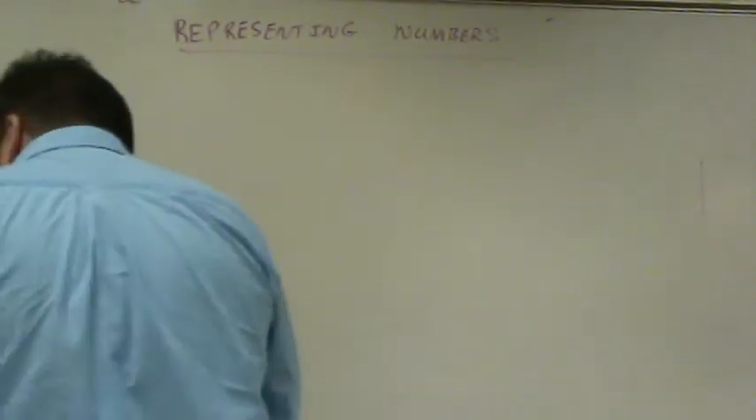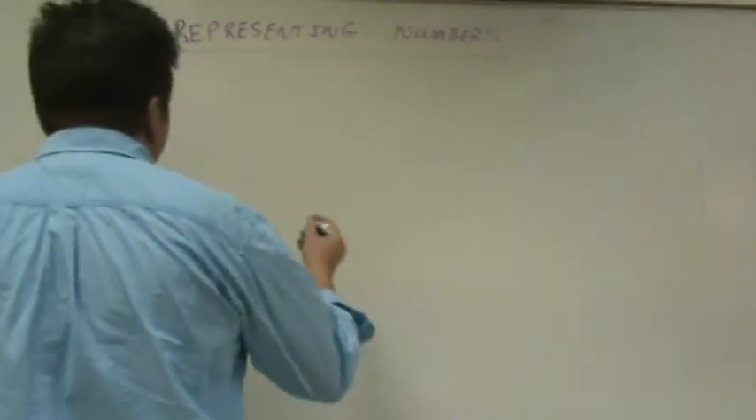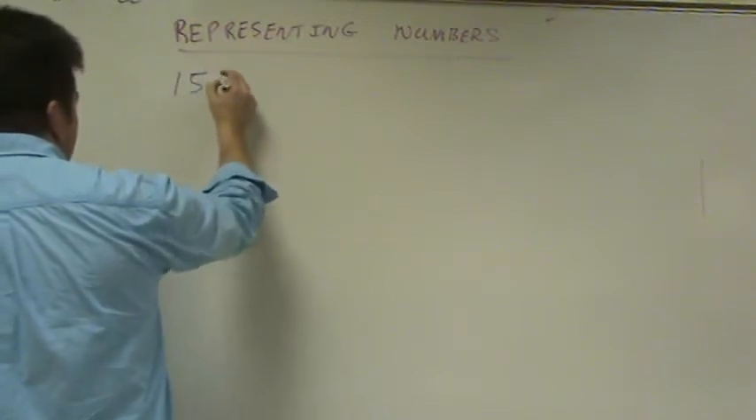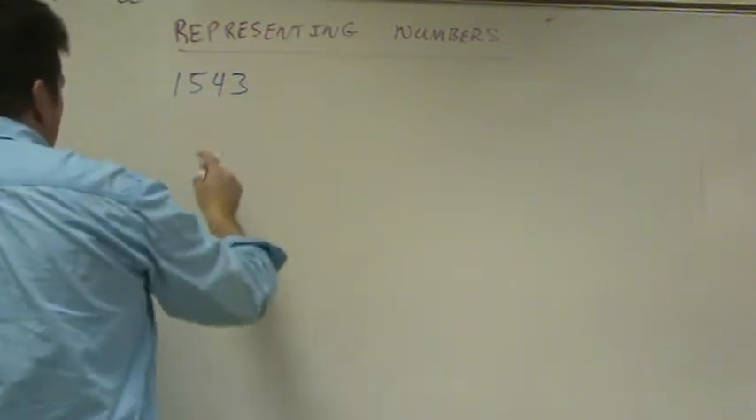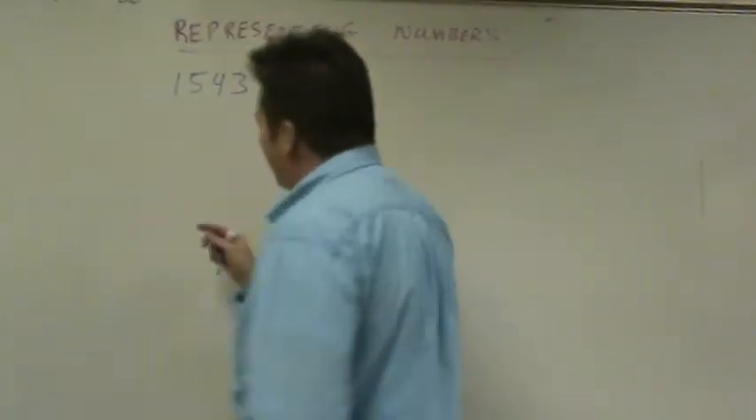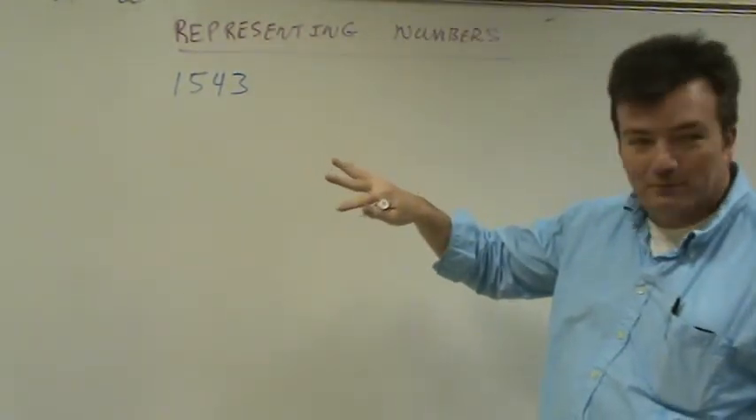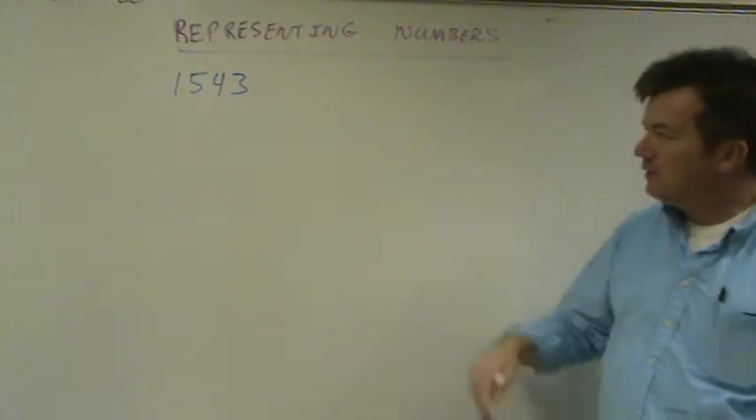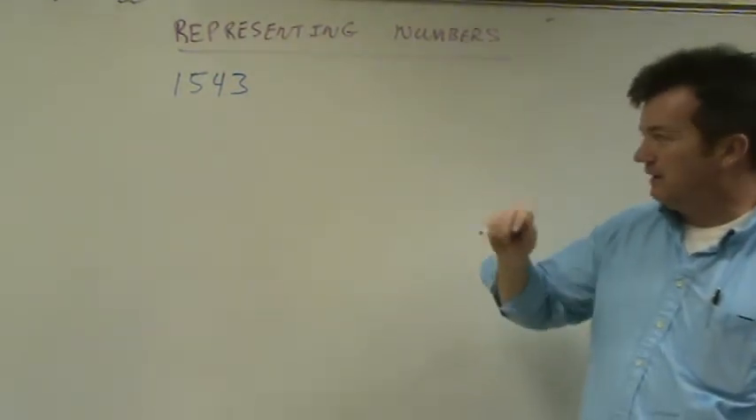Okay, so what I'll talk about is representing numbers, and in this number system we're very accustomed to, the decimal system. So if we wanted to represent a number like 1,543, we're using 10 different symbols, the symbols 0 through 9. So a set of 10 different symbols. We order them from lowest to highest.